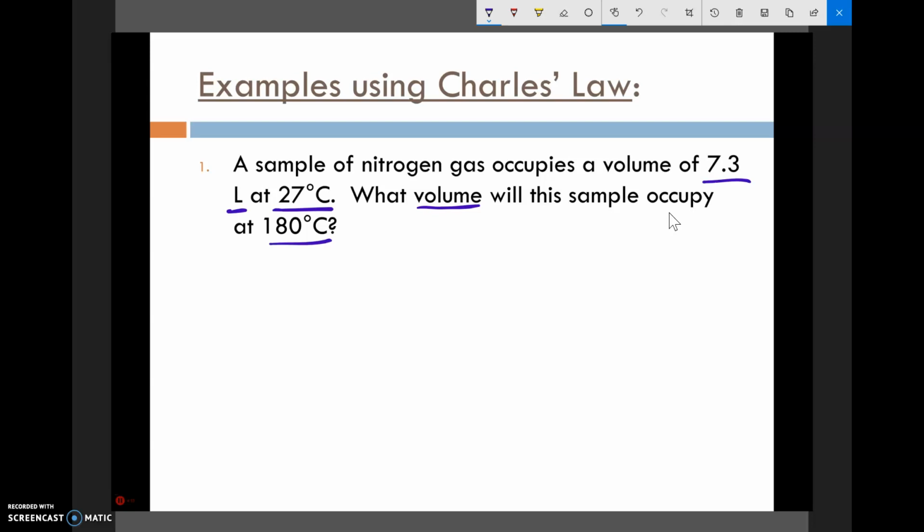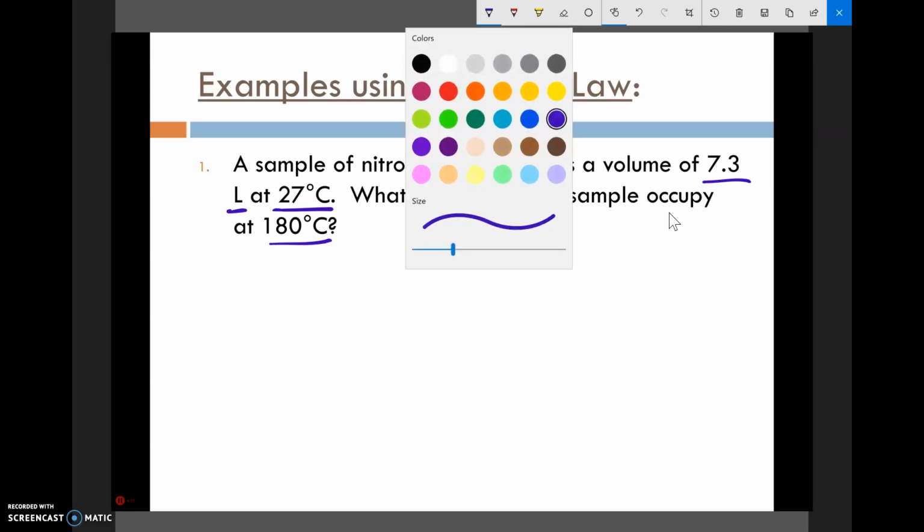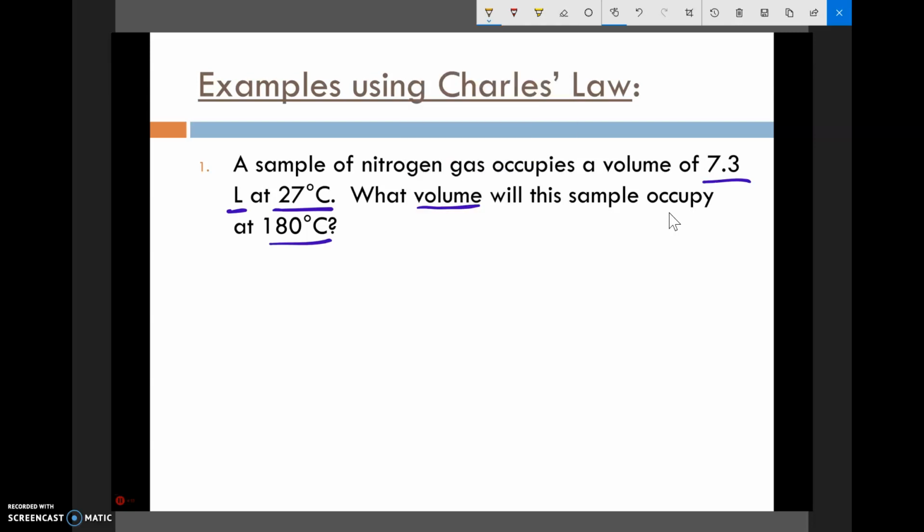So let's go ahead and assign variables to each of the underlined items. The first one is 7.3 liters. Liters is a unit of volume, so we're going to call this V. And we also have a V here. So we need to decide whether we want these to be 1s or 2s. Again, it doesn't matter as long as the correlating variables go with that variable. So let's just make this one a V1.